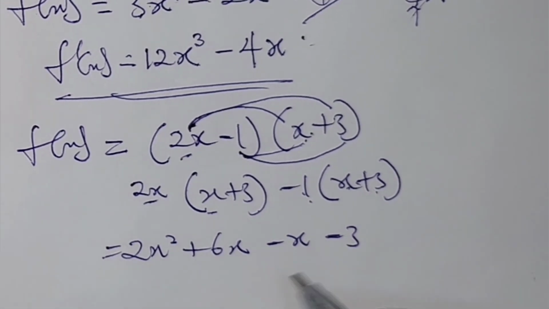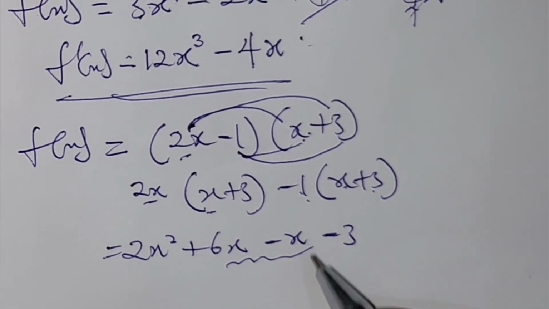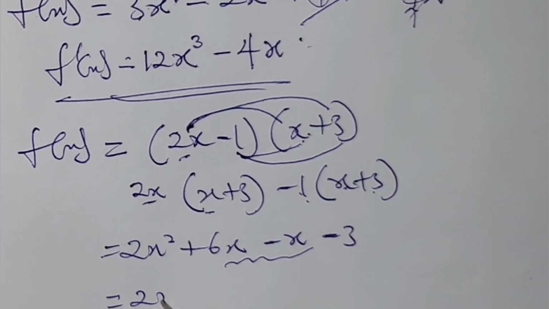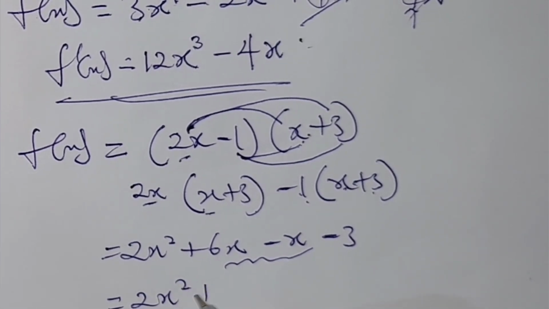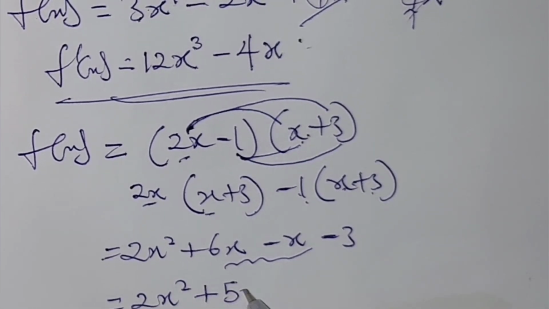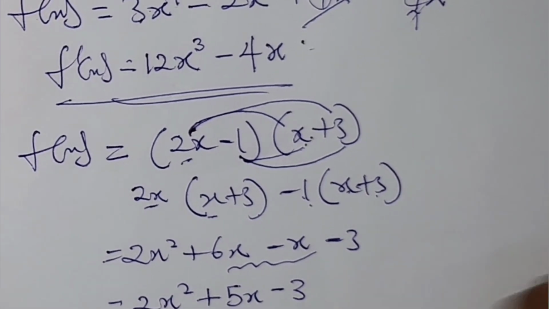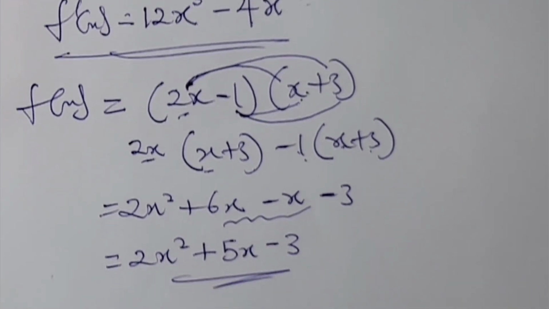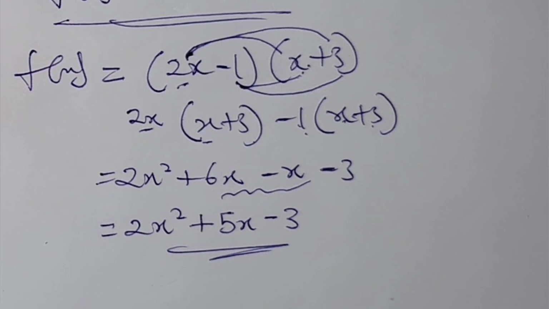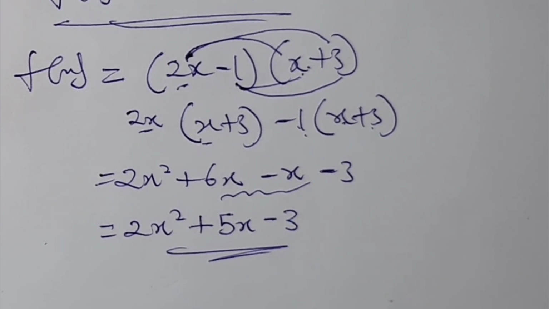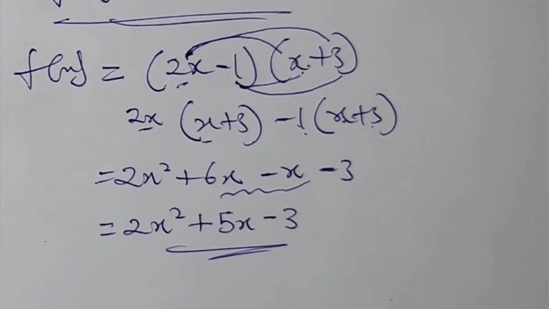So now we're going to differentiate this. We can even simplify that first. So we're going to have 2x squared plus 5x minus 3. This is the function that we're going to differentiate. That's not the derivative. We are trying to expand the bracket so that we can get the actual function. Then from there we can differentiate it.